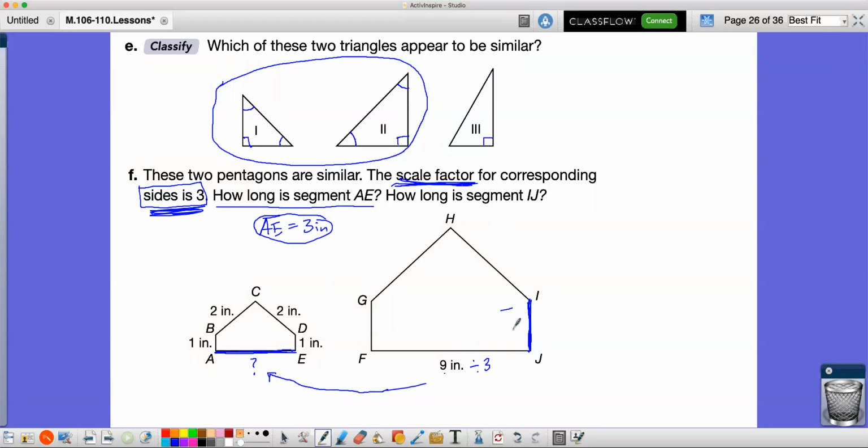And then if we recognize that, if this is 1 inch over here, all we have to do is multiply that by 3 to get that distance. So that means we know that the line segment IJ is going to be the same as 3 inches as well, because 1 times 3 equals 3.